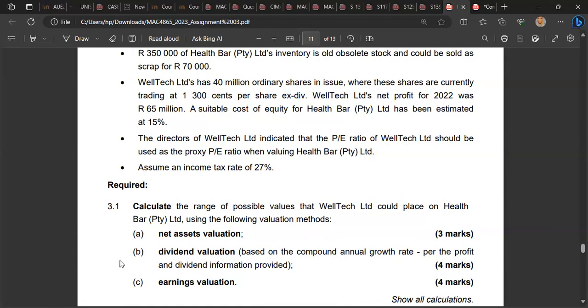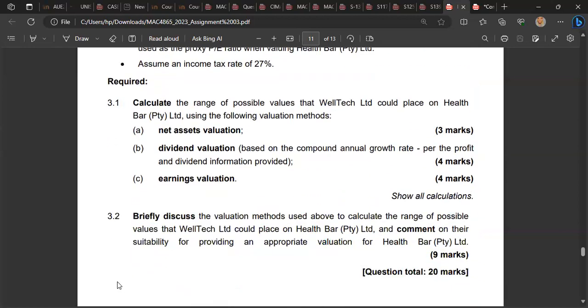So they're asking us the same things here. Calculate the range of possible values Well-Tech Limited could place on health bar using the following valuation methods. So we have net assets valuation, we discussed that earlier. Dividend valuation, which we didn't talk about, but we will talk about here, which is very similar to earnings valuation, right? And then that's on 3.1. That's basically what we're going to do. Then discuss the valuation methods, which we just did.